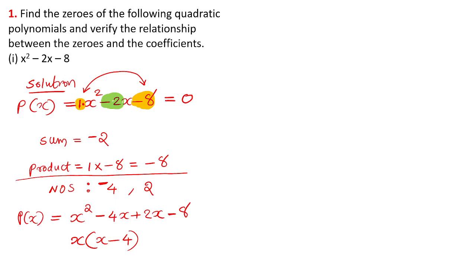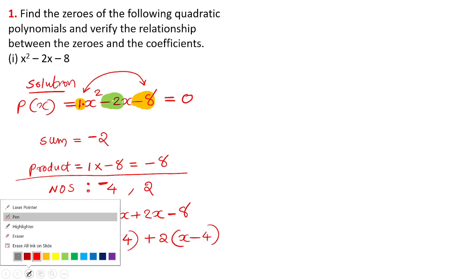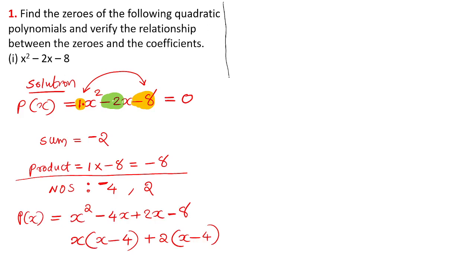Then 2x minus 8 is there. From 2x minus 8, can I take 2 outside? Yes. Taking 2 outside, x minus 4 is left. 2 into x, 2x. 2 into minus 4, minus 8. So my objective is I want to factorize this.